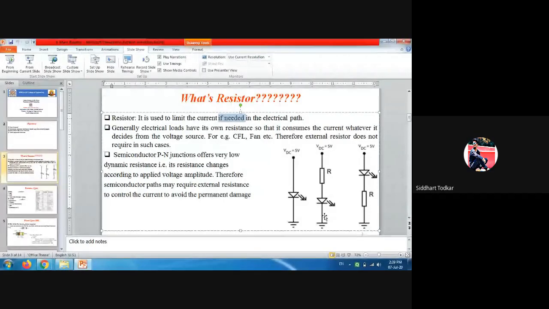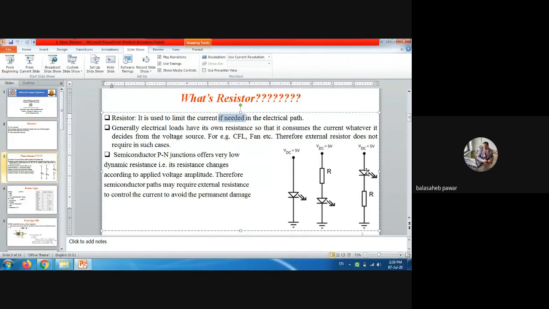60 ohms. Yes, sir. 60, sir. Okay, 60. So remember this value, because during the next lecture we will require this. Now switch to the third diagram.